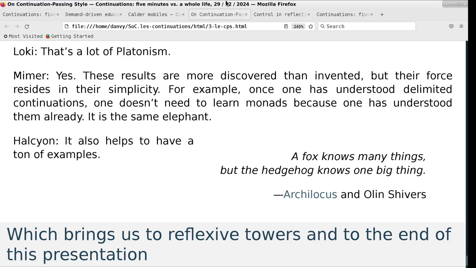Yes, these results are more discovered than invented, but their force resides in their simplicity. For example, once one has understood the delimited continuation, one doesn't need to learn monads because one has understood them already. It's in the same elephant. Helps to have a ton of examples.